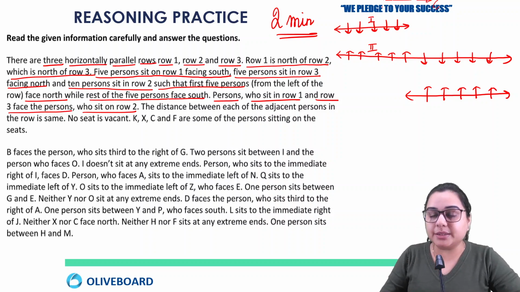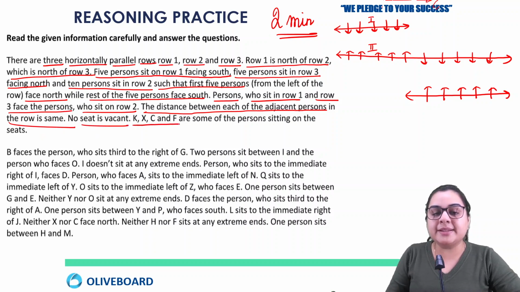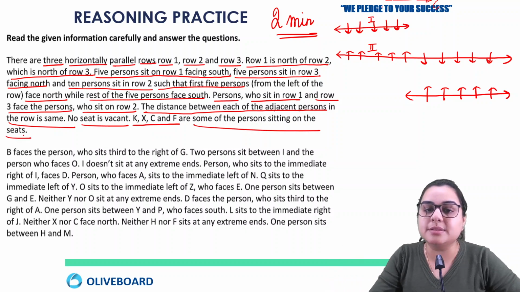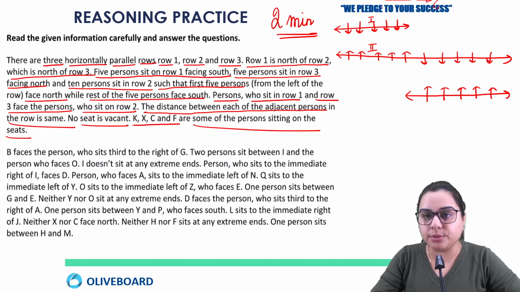Now let's see the next line: the distance between each of the adjacent persons in the row is the same and no seat is vacant. K, X, C and F are some of the persons sitting on the seats. These are some names. Obviously there will be 20 persons: 10 persons in row 2, 5 persons in row 1 and 5 persons in row 3.